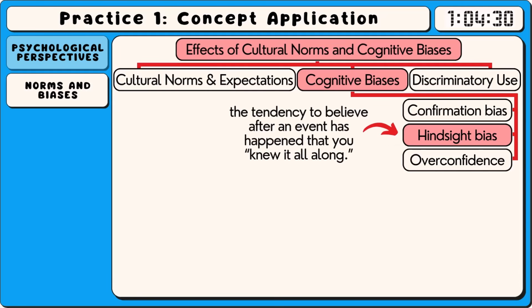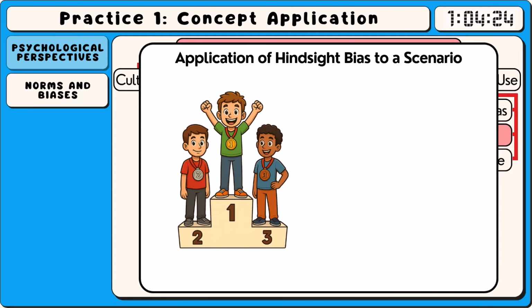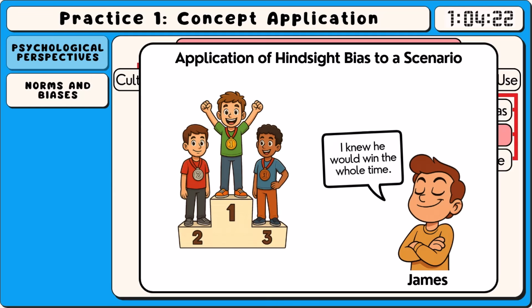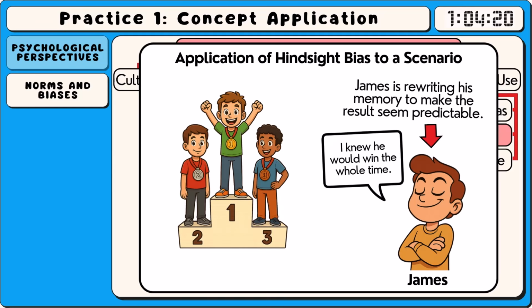Next is hindsight bias. Hindsight bias is the tendency to believe, after an event has happened, that you knew it all along. For example, after the winner is announced, James says he knew they would win the whole time. In reality, he had no special insider knowledge. This is hindsight bias because James is rewriting his memory to make the results seem predictable.